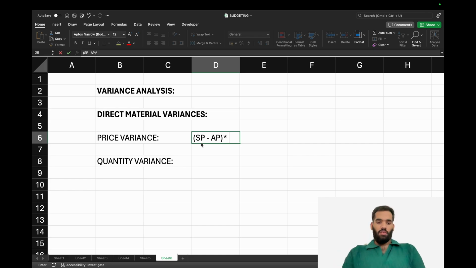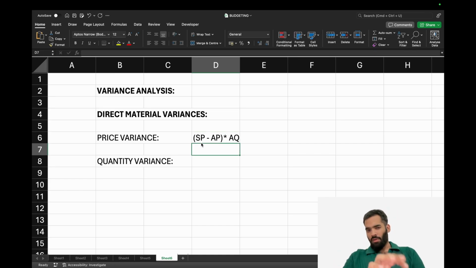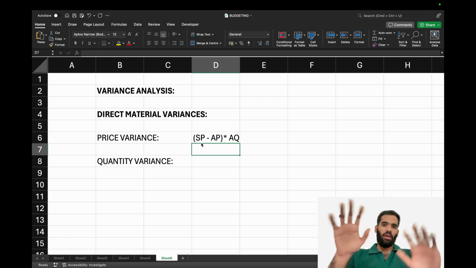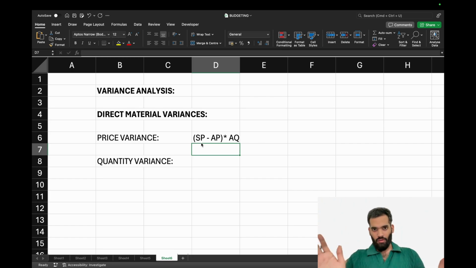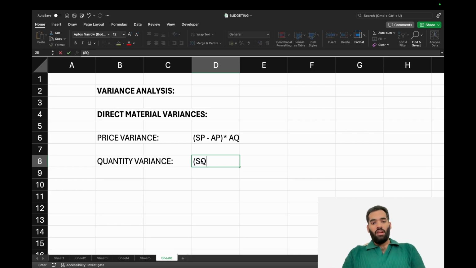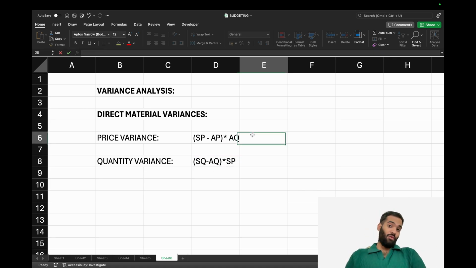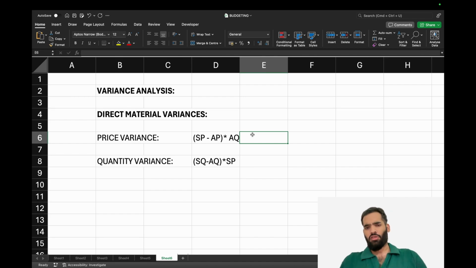times actual quantity. Now, what do I mean by standard price, actual price? I will explain all of that. Don't worry about it. How do you find quantity variance? This is standard quantity minus actual quantity times standard price. Of course, if you're a student, you will have to memorize the formulas unless it's an open book exam, which usually it's not.